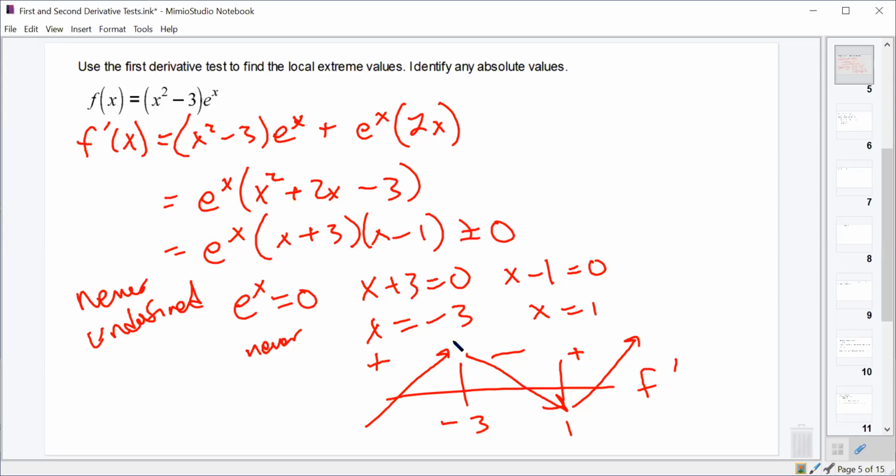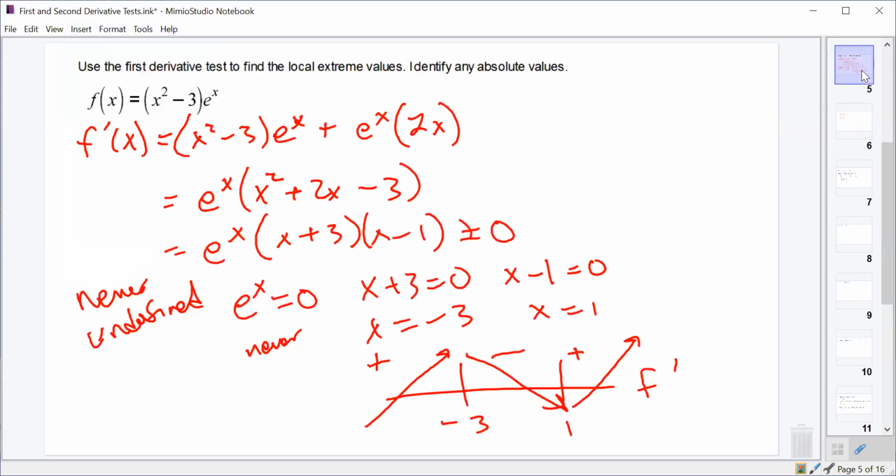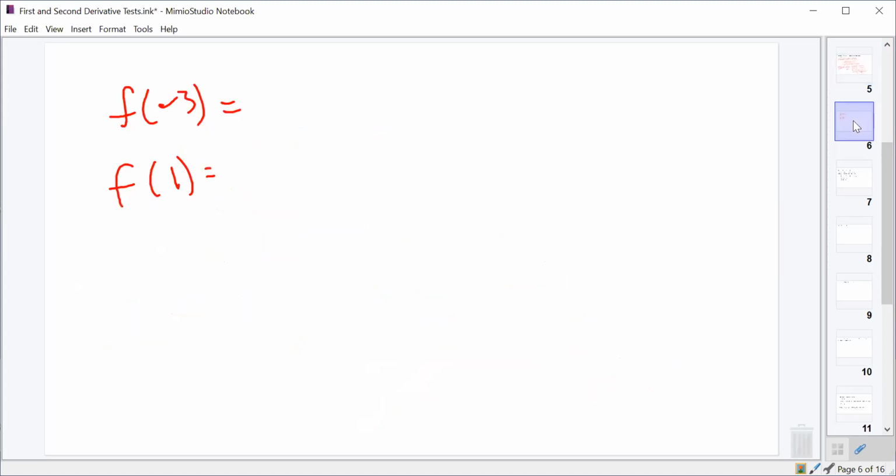So all we need to do then is figure out the value of the function at -3 and the value of the function at 1. So what's f of -3 and what's f of 1? What was our original function? x squared minus 3 times e to the x. So that'd be 9 minus 3 is 6 times e to the -3, or 6 over e cubed. And then this one would be x squared, 1 minus 3 is -2 times e to the first, so -2e. Everybody good with the evaluations there?